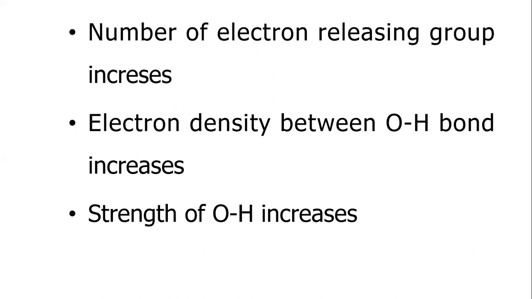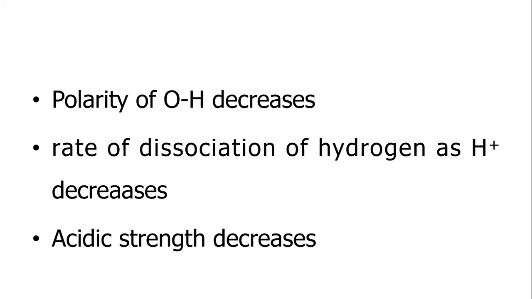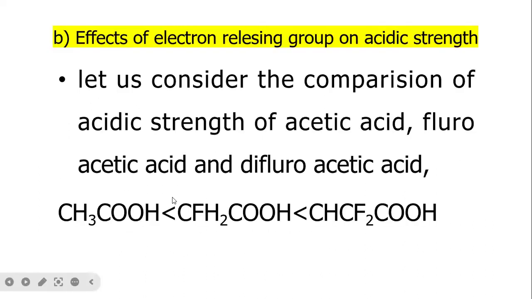Number of electron releasing groups increases. Electron density between the oxygen-hydrogen bond increases. Strength of the OH bond increases. Polarity of the OH bond decreases. Rate of dissociation of hydrogen as H+ decreases. Acidic strength decreases. These are the effects of electron releasing groups on acidic strength.